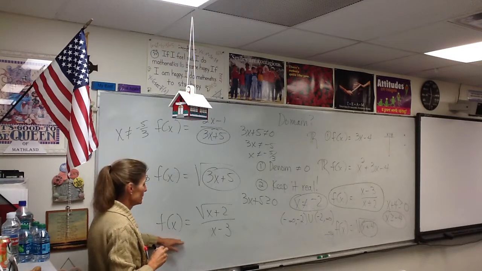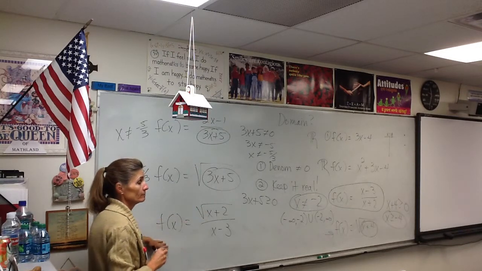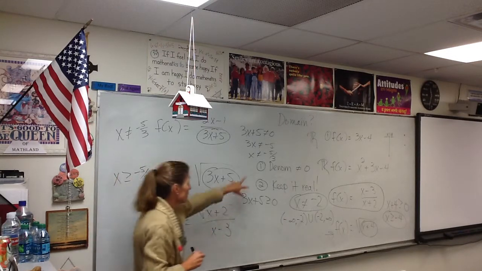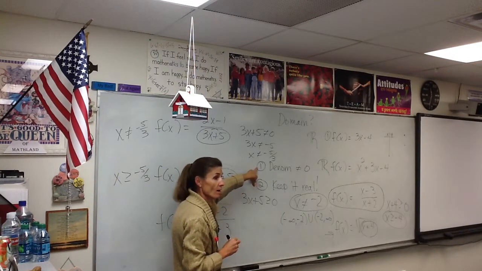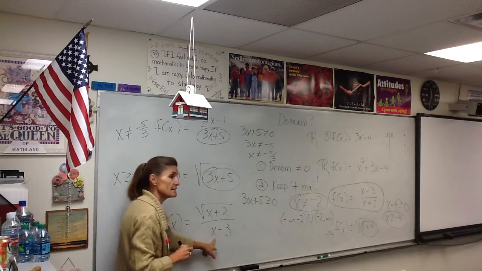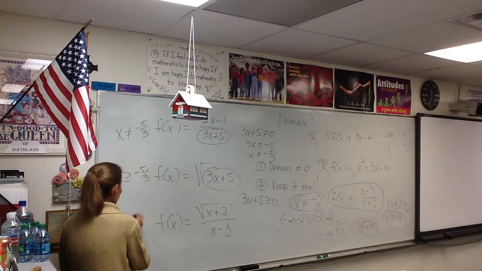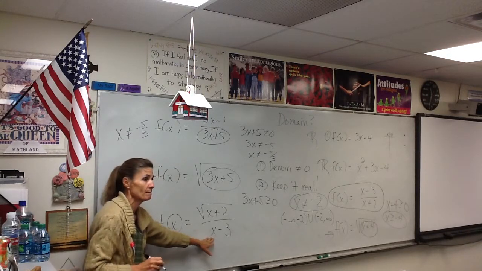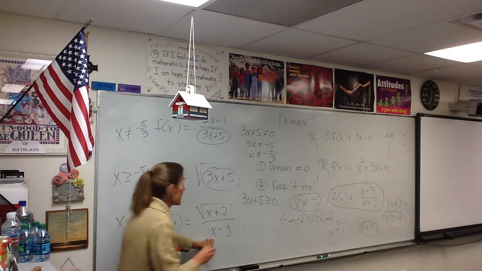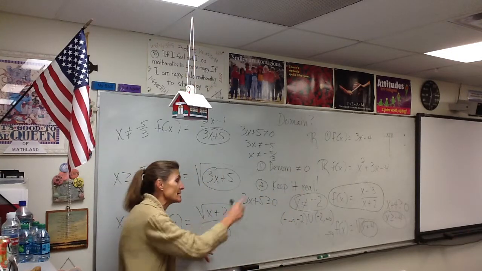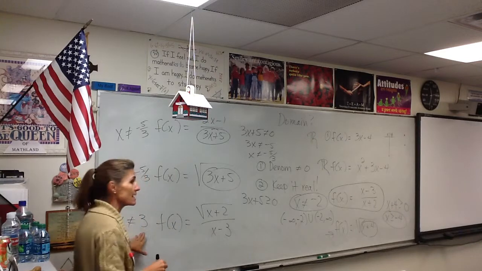Uh-oh. Double trouble. Why do I say that? I've got both issues going on, right? So the first thing, the easy one for me, is I look at that denominator and say, okay, whatever x is, it cannot be 3. Would you agree with that? You can't have a denominator equal to 0. The denominator can't equal 0, so x can't be 3.